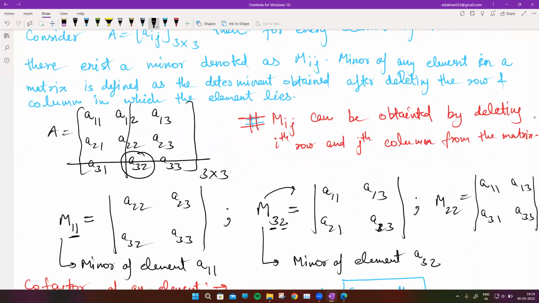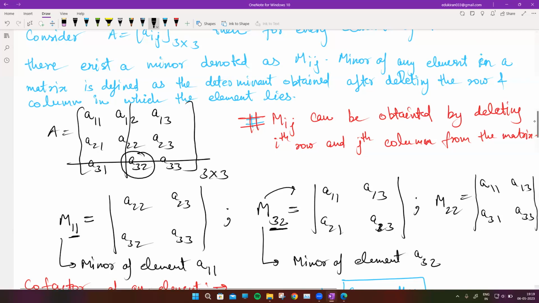Delete this. If I want to find out M32, I will delete the third row and second column, right? And whatever is left, the determinant of that value is the minor of this element, right? So Mij can be obtained by deleting the ith row and jth column from the matrix. That is how we find out the minor for any element.